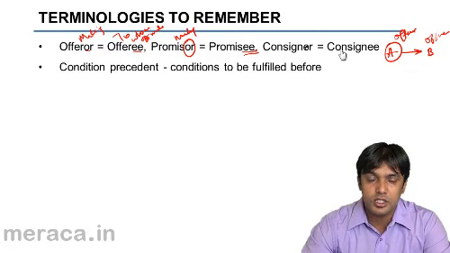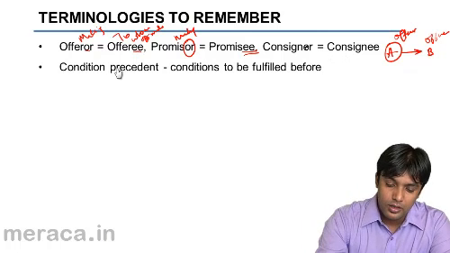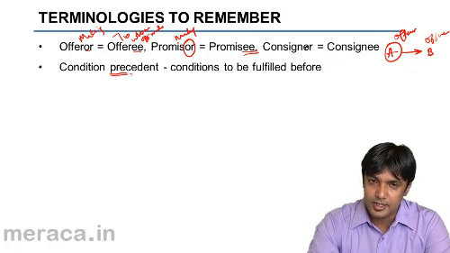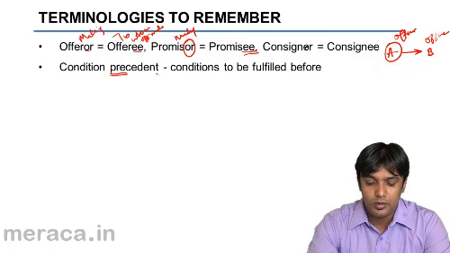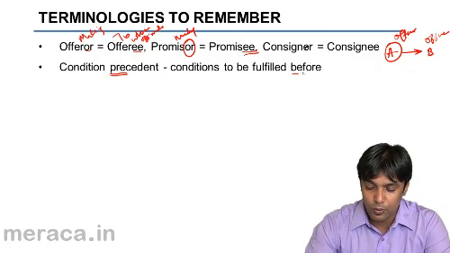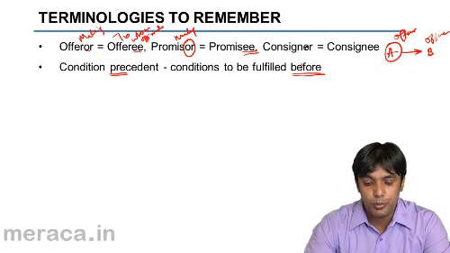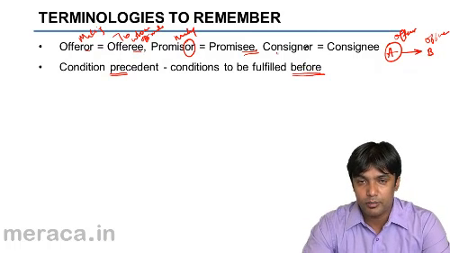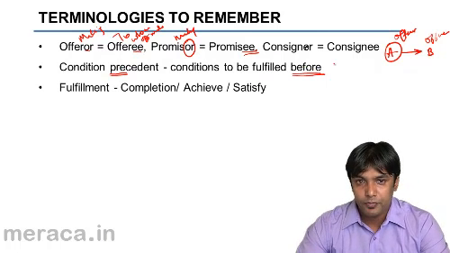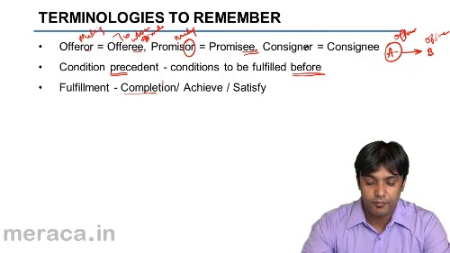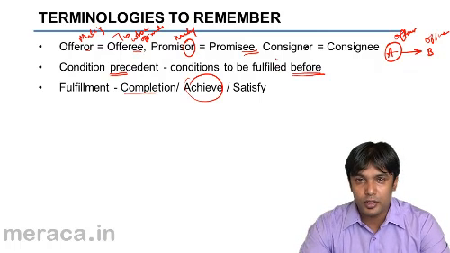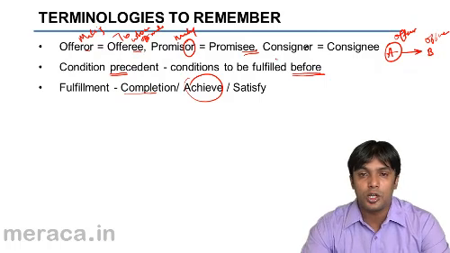Let's go to the next word, which is condition precedent. What you have to look at is the term pre. The term precedent is what is to be looked at specifically. Precedent means something to be done before. So condition precedent means conditions to be fulfilled before. The next term that we'll be looking at is fulfilment. Fulfilment is to complete, or to achieve, or to satisfy. When you are asked to fulfill the conditions, you are supposed to complete the conditions.